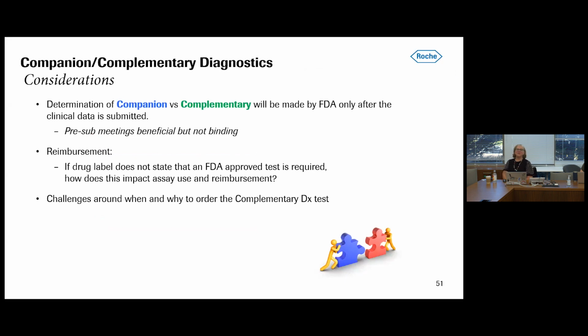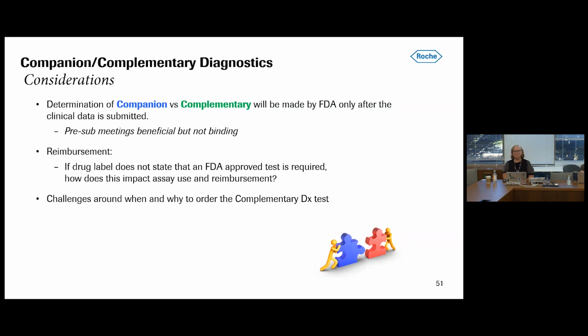So a few considerations. As in the example I gave of the early PD-L1 Atezo, the company had a plan for it to be a companion diagnostic, but the FDA re-looked at the data and determined it was complementary. That is a reminder to everyone that yes, you can decide, oh, I want to have an all-comer drug, but we want to have a test, so we're going to have it be complementary. But in the end, the FDA will review the data and they will determine that labeling.